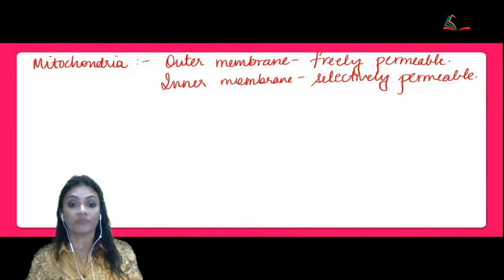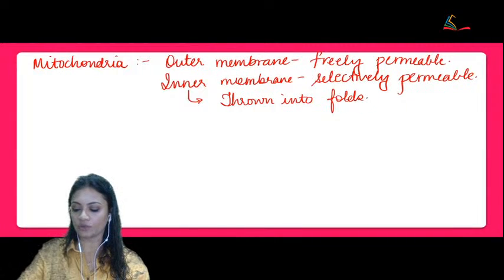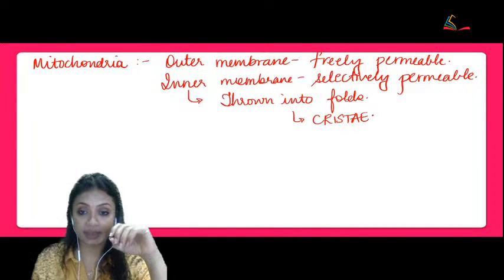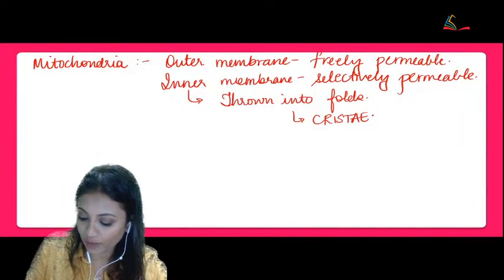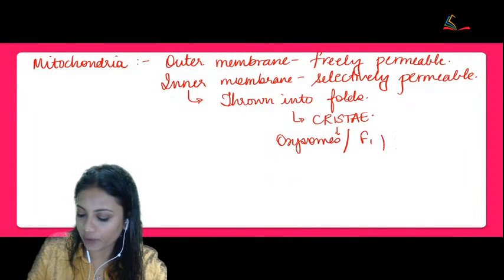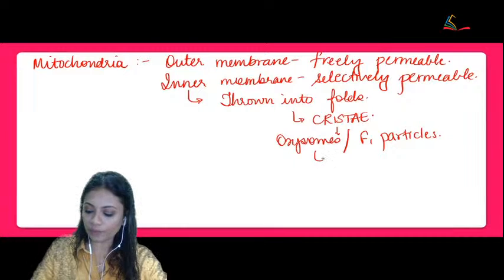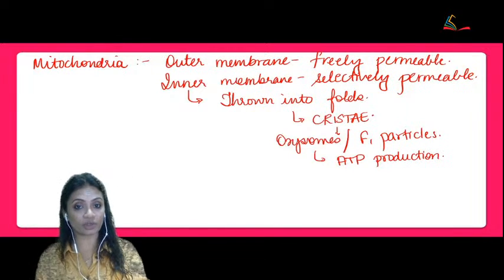Remember that this inner membrane was thrown into folds, and those folds are called cristae. The cristae have small particles on them. What are those particles called? Those particles are called oxysomes, or they may be called F1 particles. And what is the function of those oxysomes or F1 particles? They do the work of ATP production. So that was the basic structure of the mitochondria.